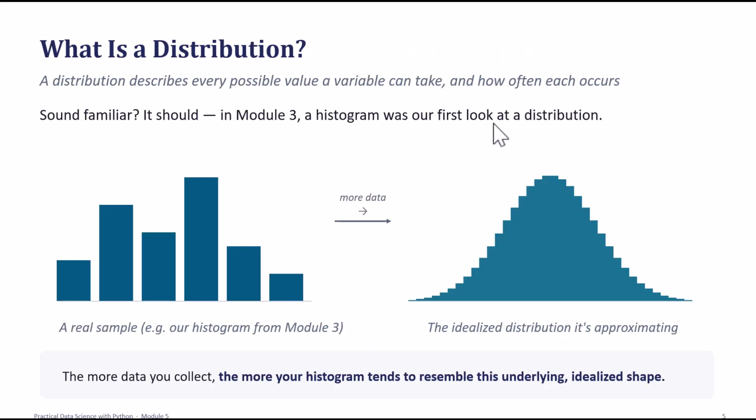So what is a distribution in particular? It describes every possible value a variable can take and how often each occurs. It sounds familiar, right? It should. In module 3, the histogram was our first look at a distribution. Here we have a real sample that we did before, and this idealized distribution approximation. The more data you collect, the more your histogram tends to resemble this underlying idealized shape. Sometimes it looks scanty because there is less data.